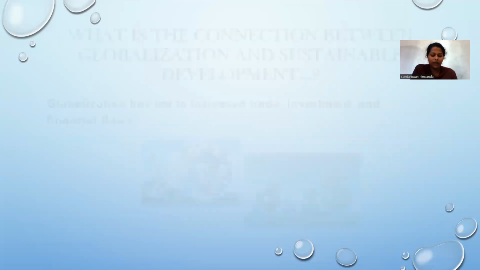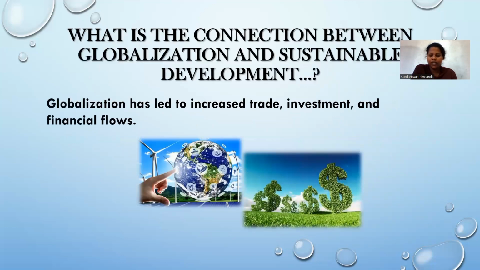Next one is what is the connection between globalization and sustainable development? Globalization has led to increased trade, investment, and finance flows, which have in turn led to economic growth and development. This emphasis on trade and economic development has also led to increased job creation in developing countries, helping to reduce poverty and improve living standards.